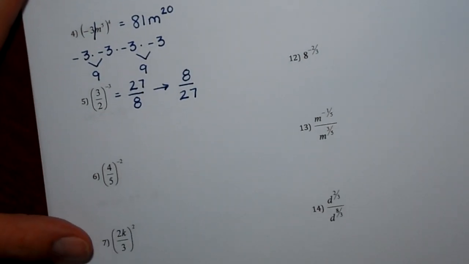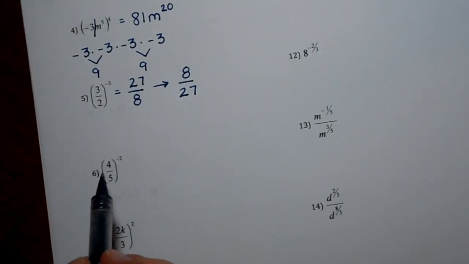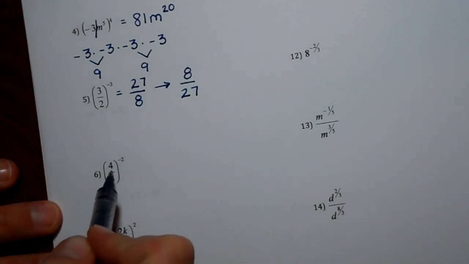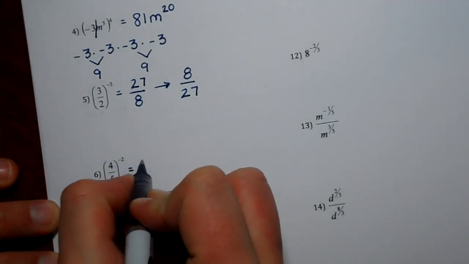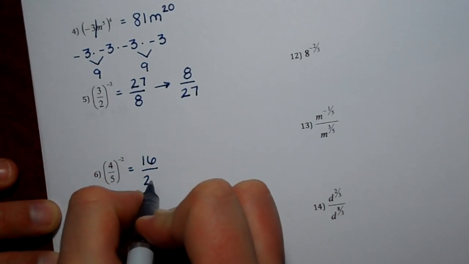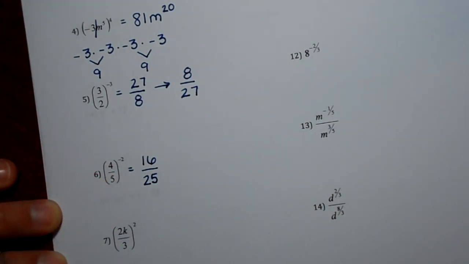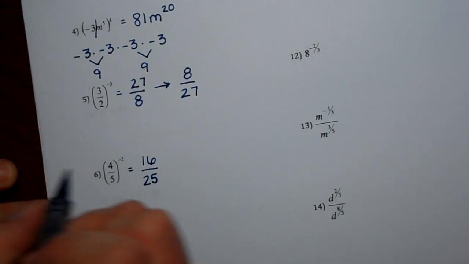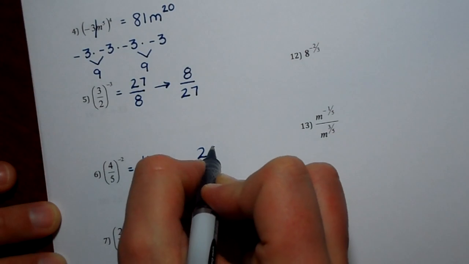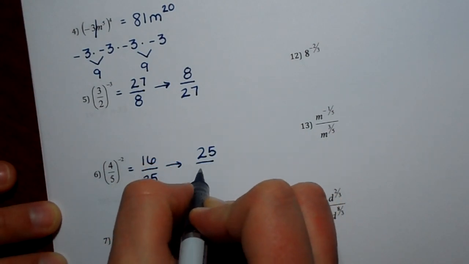So let's do something very similar for number 6. Number 6 wants us to do 4 over 5 to the power of negative 2. So I'll do 4 squared is 16. 5 squared is 25. Again, 4 squared means 4 times 4. 5 squared means 5 times 5. And then because it's negative, let's flip it over. And it would become 25 over 16 for your final answer.